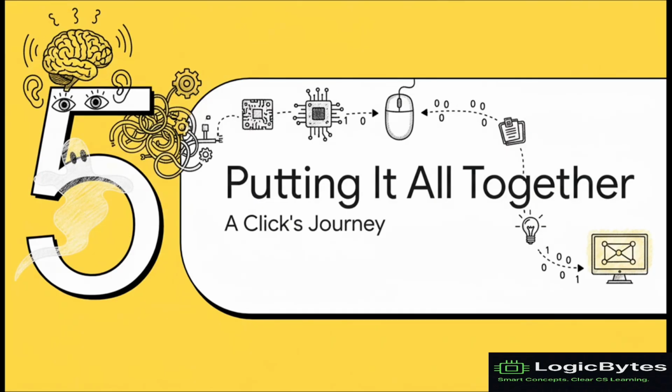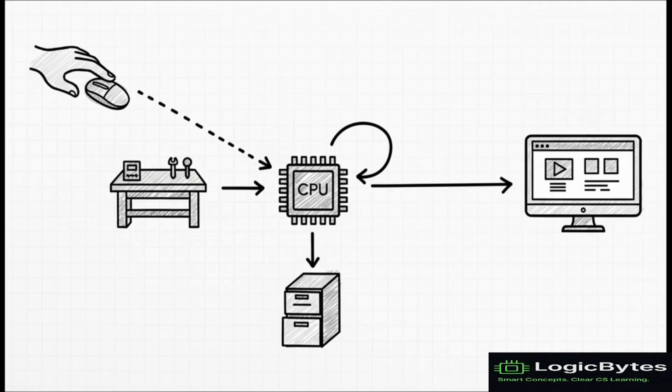All right, we've covered a lot. We've got the basic idea, the brain, the senses, and the ghost in the machine. So now for the grand finale, let's put it all together. Let's trace the complete journey of that single mouse click we talked about right at the very beginning. Okay, you ready? Here we go. Step 1, you click the icon. That's the input. That signal zips over to the operating system.